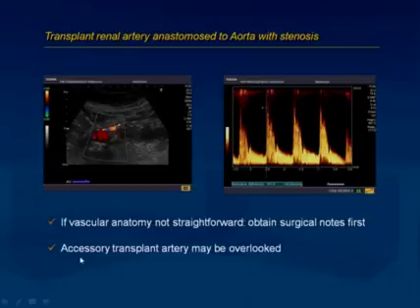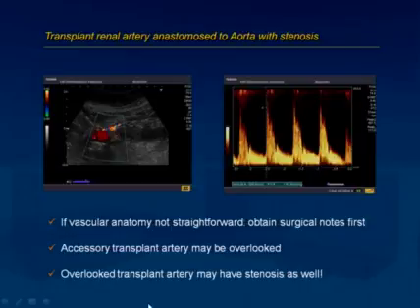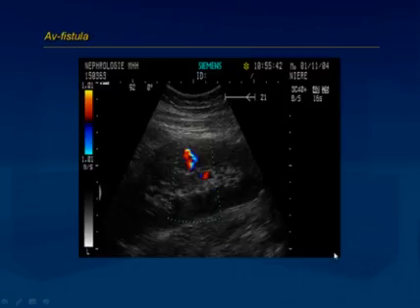Also important is that an accessory transplant artery is easily overlooked. This can be potentially very important, as an accessory transplant artery may carry a stenosis just as the main transplant artery. Therefore, if in doubt, and if you really want to make sure you've seen all transplant arteries and you've really excluded transplant renal artery stenosis, have a look at the surgical notes and then go back to the patient if necessary. An overlooked transplant artery may have a stenosis as well, and that's why it pays to spend a bit of time with the surgical notes.